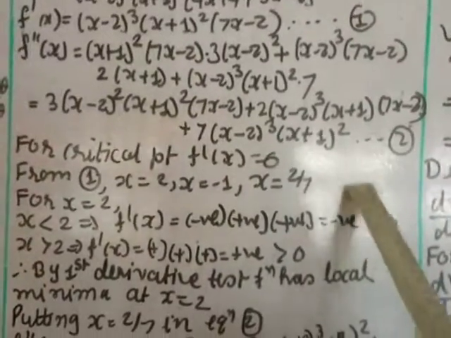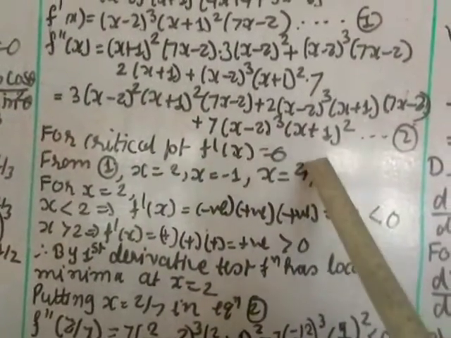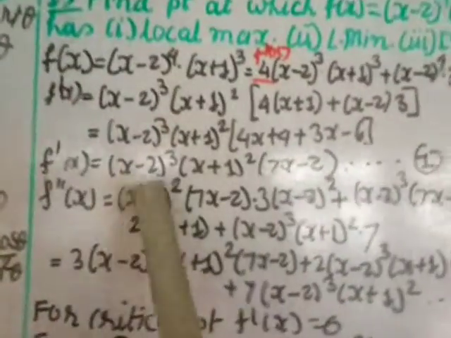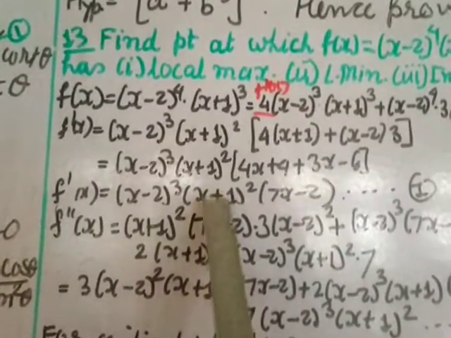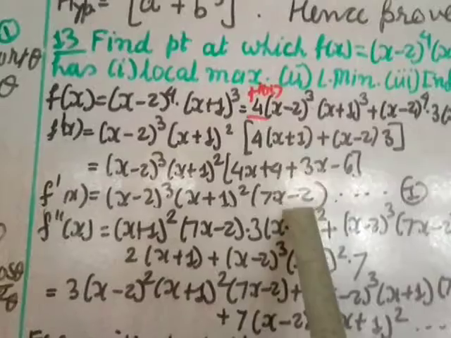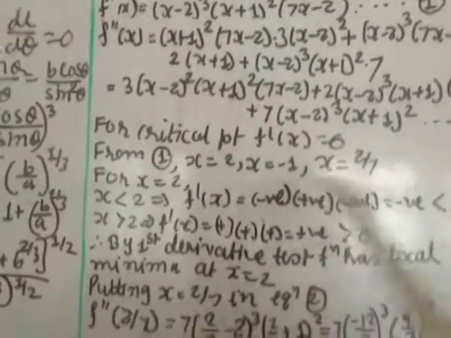Call it number 2. Then for critical point f dash x is to be 0, so equation 1 I am going to use. So from equation 1 directly I am using, equate with 0, so from here you get x value as 2, equate with 0, so you get x value minus 1, equate with 0, so you get x value as 2 by 7. See, I have directly written. You can write it and solve it.